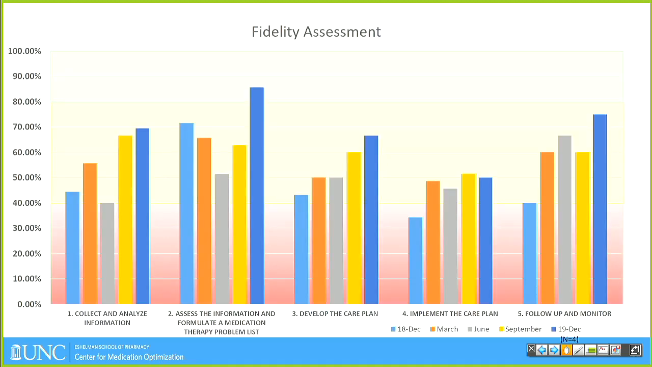So for our fidelity assessment, we see that it started to increase for the most part over time. We are still collecting some data, but the first one is December, and it goes to the dark blue being December of 2019, so about a year's worth of data. And for assess the information and formulate the medication therapy problem list, we actually see that dip, because people thought they were documenting medication therapy problems consistently, and then through their peer review process and the quality assurance, realized they weren't actually doing it, so you see it go down. And then as we did training, you see it go back up again.